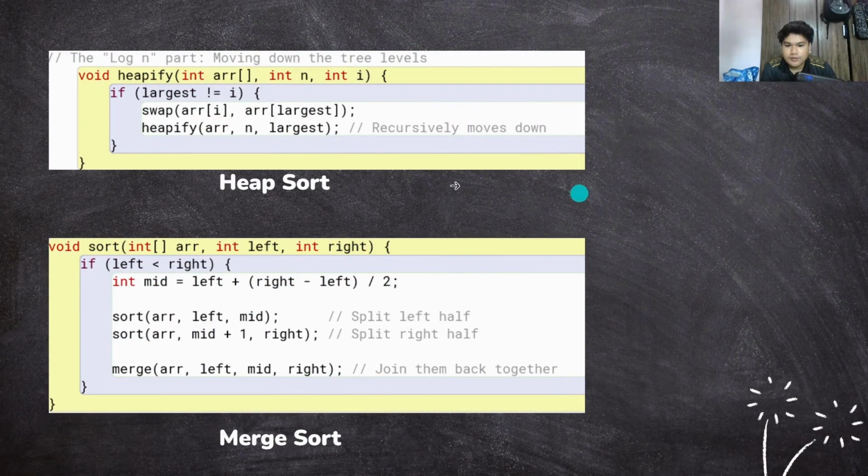For heap sort, we know that it will divide the elements. So we can see in the code here, it will swap and recursively move down through the elements. Next, lastly, for the merge sort, we know that it is divide and conquer. So it will split the left half and split the right half, and then join them back together.